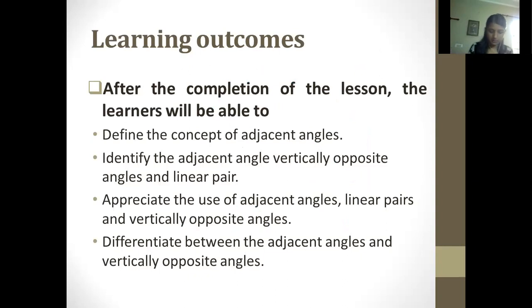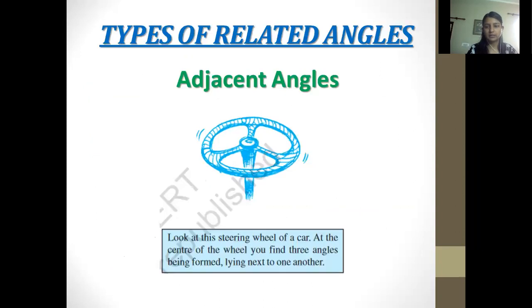Before that, let me discuss the learning outcomes for today's class. After the completion of this lesson, you will be able to define the concept of adjacent angles. Then you can be identifying the adjacent angles, vertically opposite angles, also linear pair. Then you will be appreciating the use of adjacent angles, linear pairs, and vertically opposite angles. You will be able to differentiate between the adjacent angles and vertically opposite angles. Okay, so now let us move further.